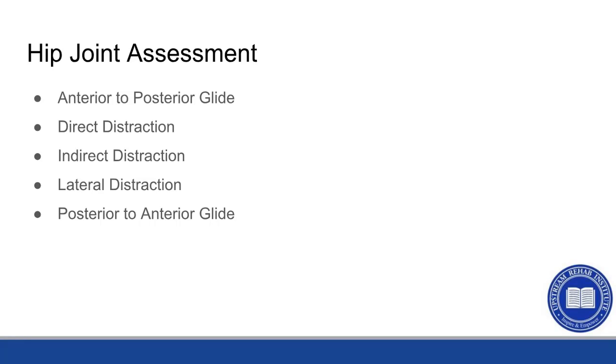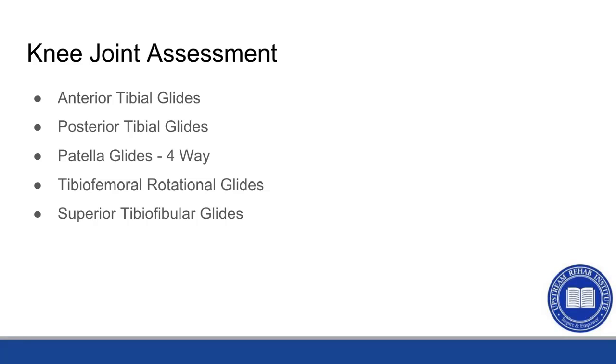So for joint assessment, what do we need to do in each joint? Here is the list for the hip joint: anterior, posterior, direct, indirect, lateral, posterior, anterior, all motions that we should assess with the hip joint. For the knee joint, again, anterior tibial glides, posterior tibial glides, and rotational glides are huge in our populations, and often forgotten. Also remember the superior tib-fib joint, a great joint that we often forget, but can cause a lot of symptoms as well.